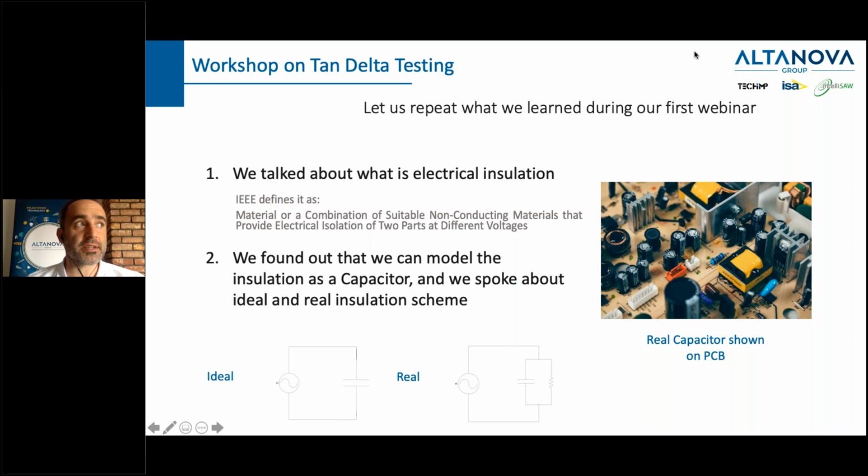Of course, we are here to discuss the status of electrical insulation, and IEEE defined this as a material or a combination of suitable non-conductive materials that provide electrical isolation of two parts at different voltages. Of course, we said that we can have one material like porcelain, or we can have a number of materials like mineral oil and cellulose or some other combination. And then we proceeded in saying that we can model the insulation as a capacitor. And we said that the capacitor can be presented as an ideal capacitor or a real capacitor.